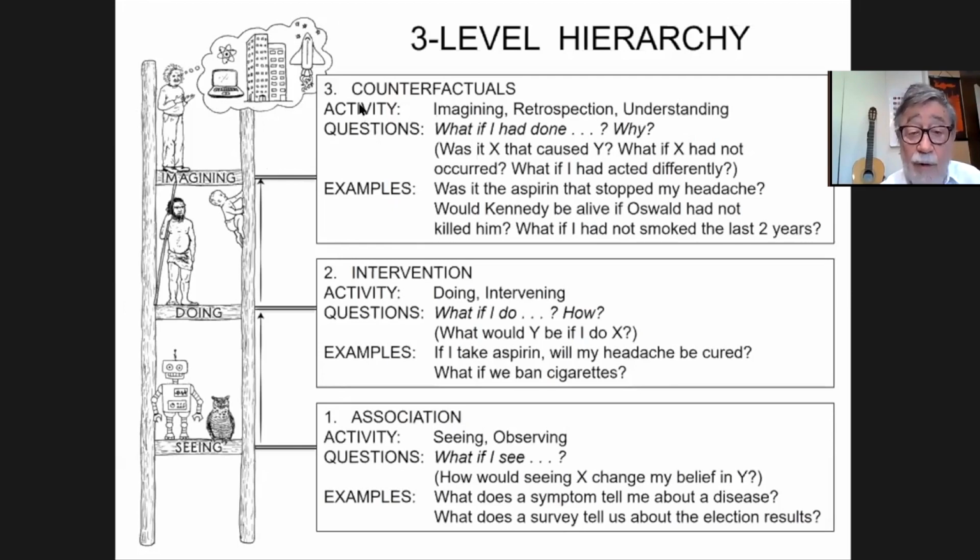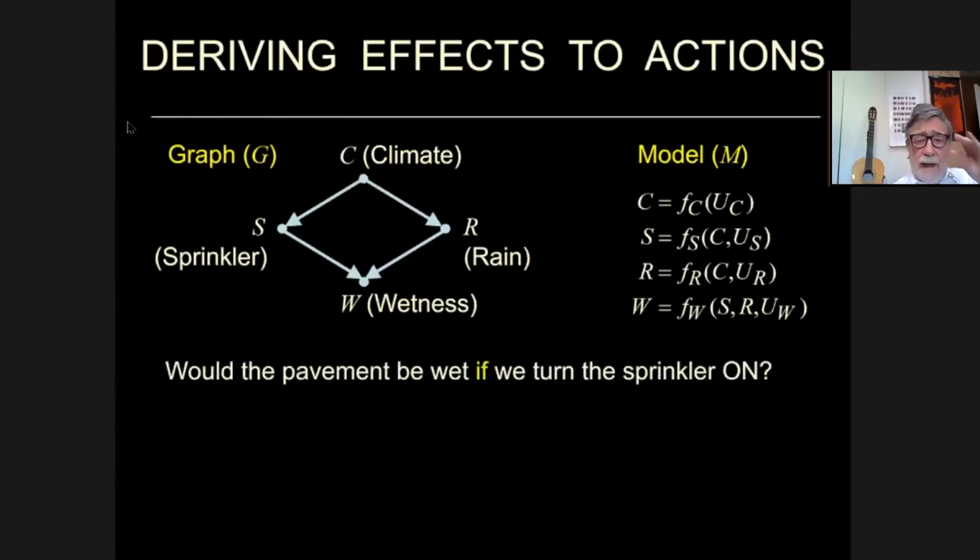Okay, let's leave The Book of Why for a second and go back to the nitty-gritty of seeing how you can answer those questions. Here's deriving the effect of actions. I ask, would the pavement be wet if we turn the sprinkler on? I'm going to apply my muscles now, and I'm going to turn this sprinkler on, which means the variable S for sprinkler is not going to be a function of the climate and whatever noise is determining the sprinkler on and off. It's going to be enslaved to my muscles, to my hand.